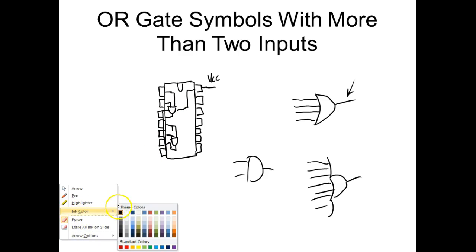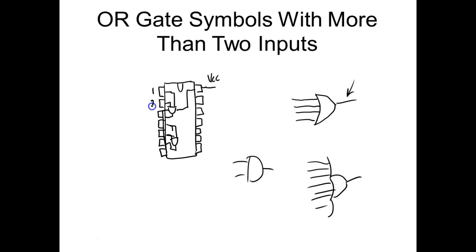Yeah, so we started on the left side, right? 1, 2, we look for the notch. 2, 3, 4, 5, 6, 7, then 8, 9, 10, 11, 12, 13. And we call that the pin out.